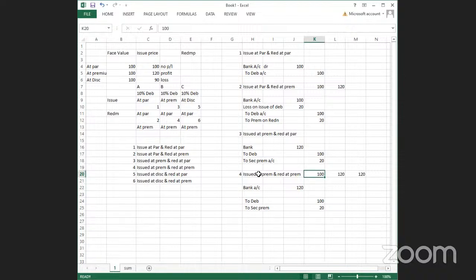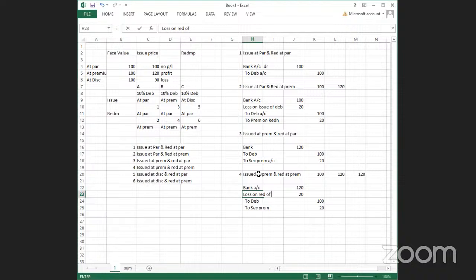But now here we have to repay that 100 rupee debenture. Face value is 100. So we'll call it 100 rupee debenture only. We are repaying at 120. So that 20 rupees extra which we have to pay is a loss. So we'll write loss on issue of debenture. If you get confused with the issue word, you can write loss on debenture or redemption of debenture.